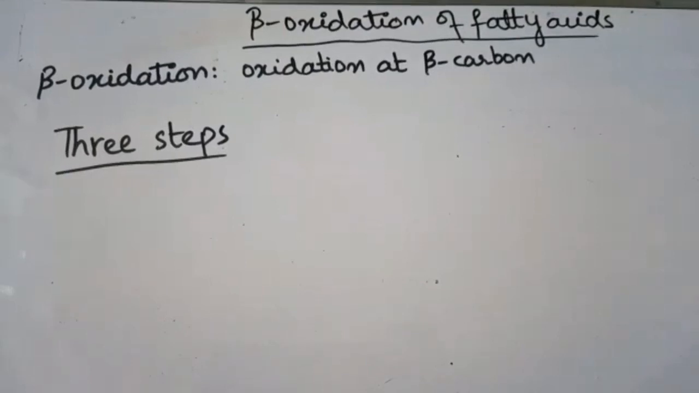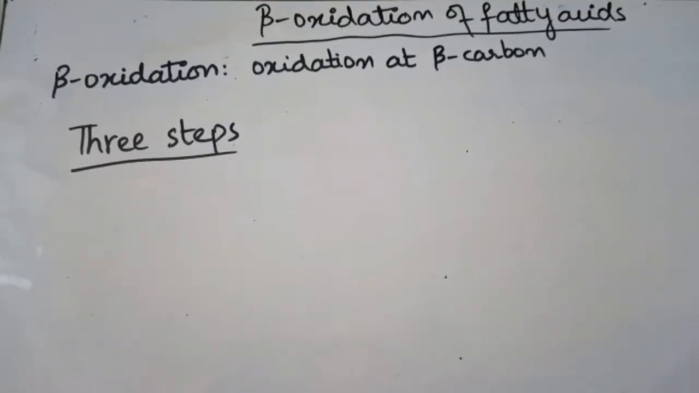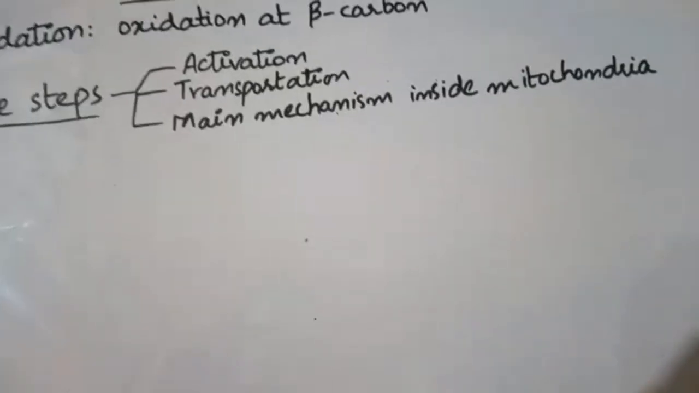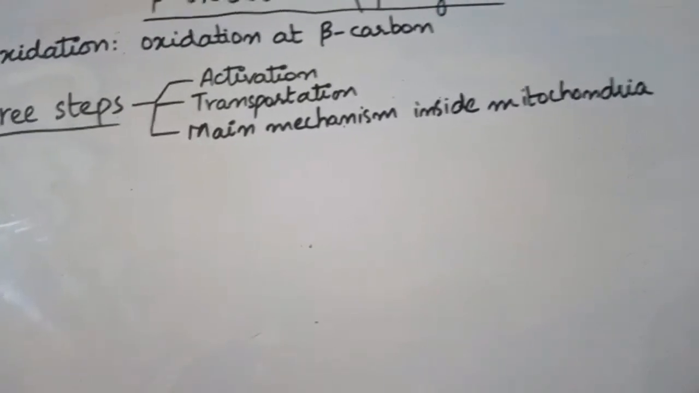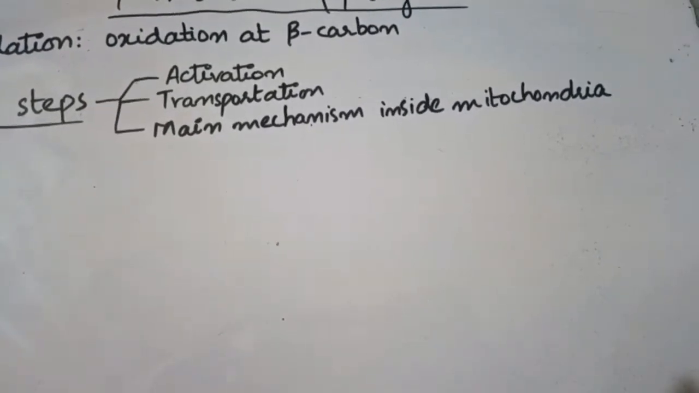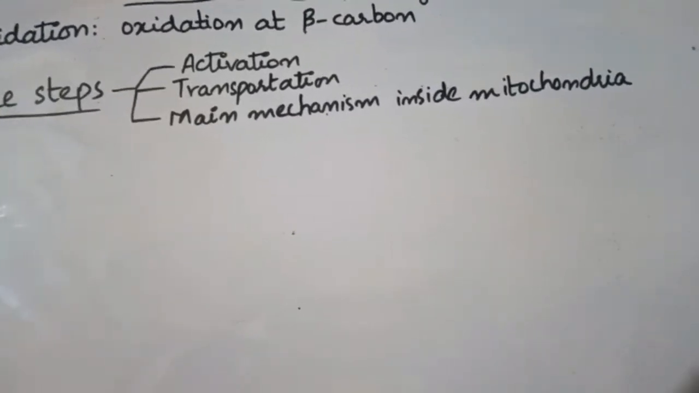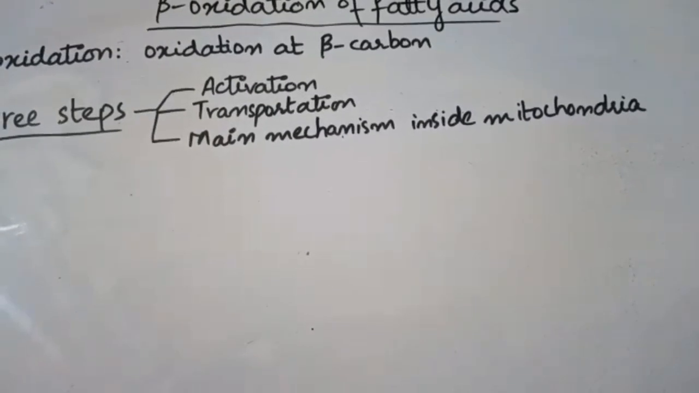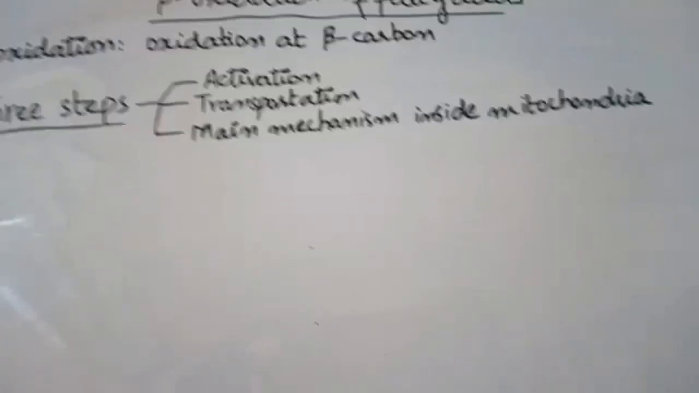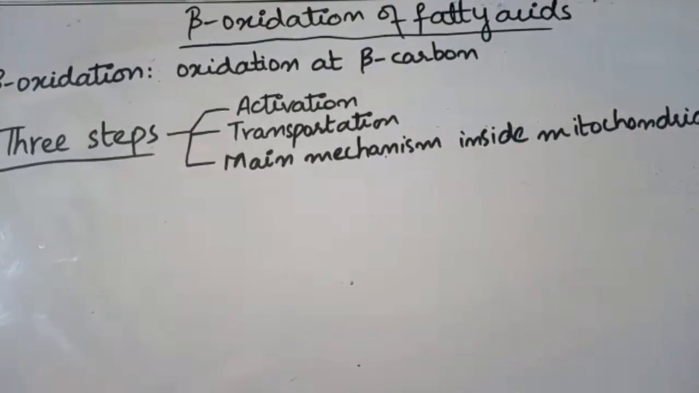Then beta oxidation of fatty acid includes three steps, out of which one is activation, the second one is the transportation, and the third one is the main mechanism inside mitochondria. So first of all, we will discuss the position of occurrence, the way beta oxidation of fatty acids takes place, and why there is a need of activation.